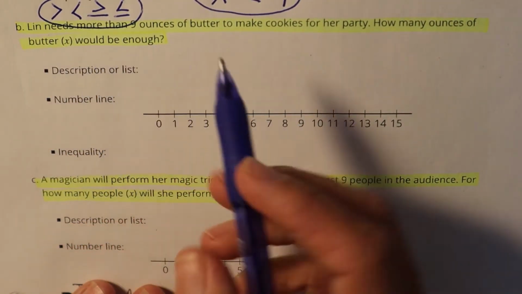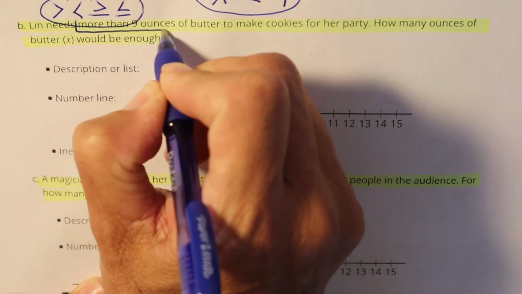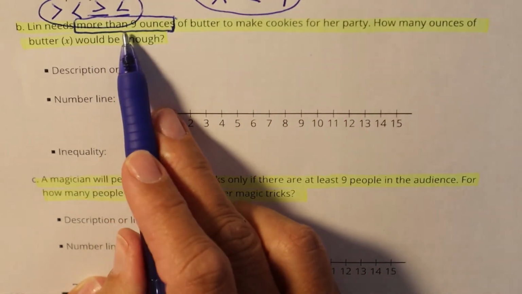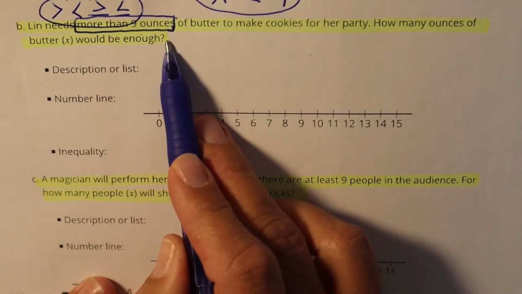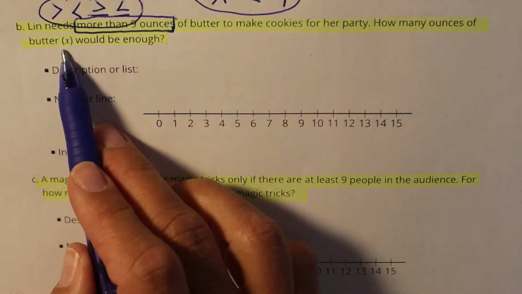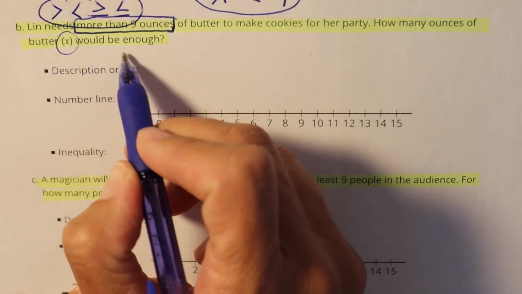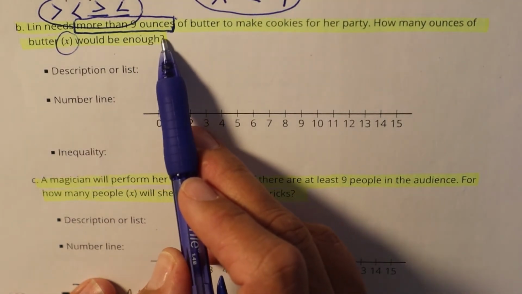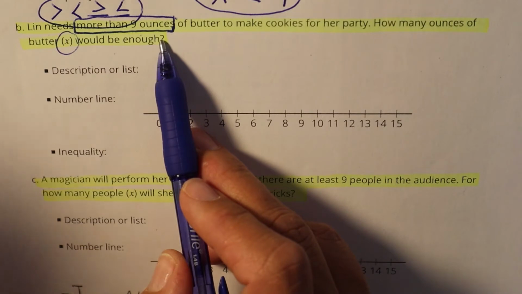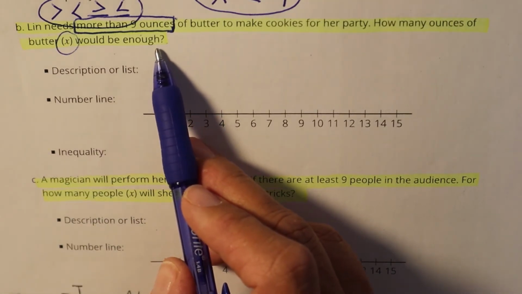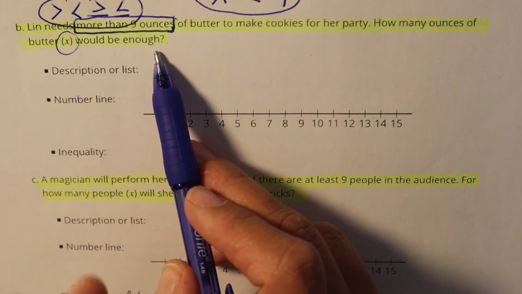Lynn needs more than 9 ounces of butter to make cookies for her party. How many ounces of butter, here's our variable again, x, would be enough? So if we're doing more than 9, that means anything greater than 9. And we're talking ounces. So it could be any rational number. It could be 9.5, 9 3/4, 9 1/4, anything like that.